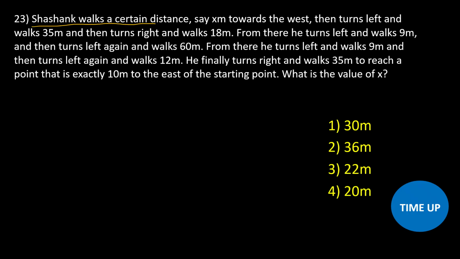Shashank walks a certain distance, say x kilometer, towards the west. Suppose Shashank is here. He goes towards the west x meter, they have said. We don't know the distance, and the value of x is asked in the question.